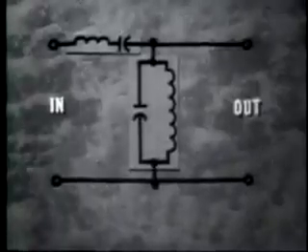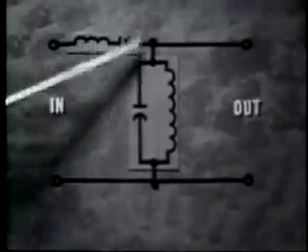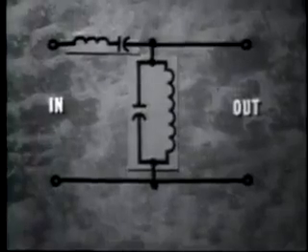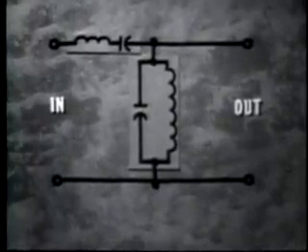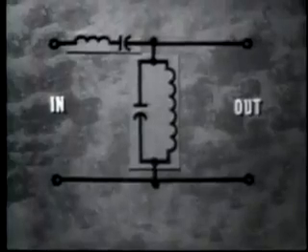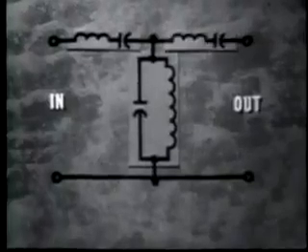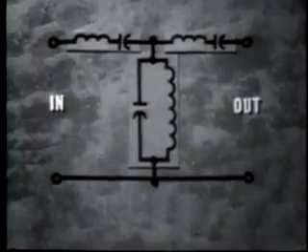Let's first consider how we can improve the filtering action in our band-pass filters. This L section band-pass filter can be configured as a T section following the rules established earlier concerning total circuit inductance and capacitance. We'll need another inductor in series, and inductors in series add just like resistors in series.